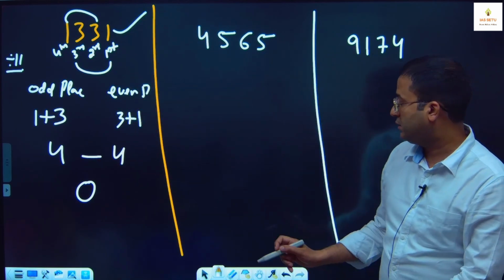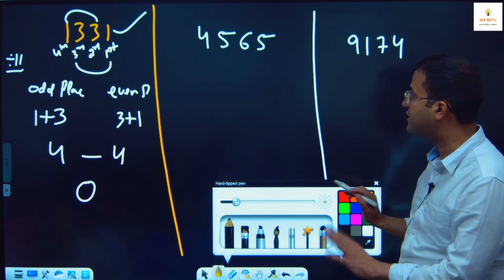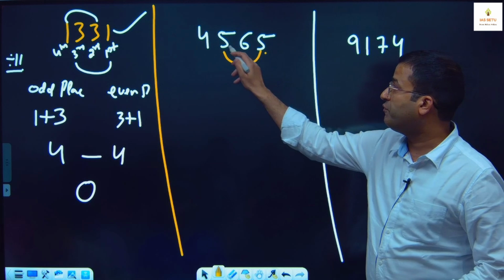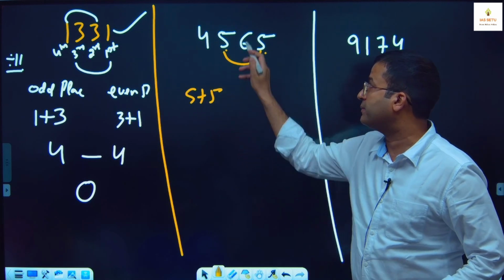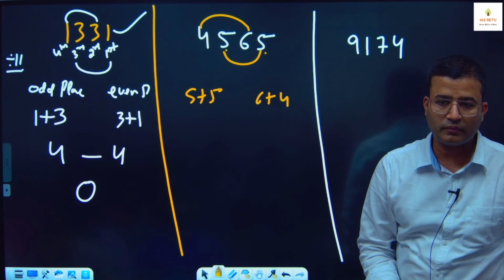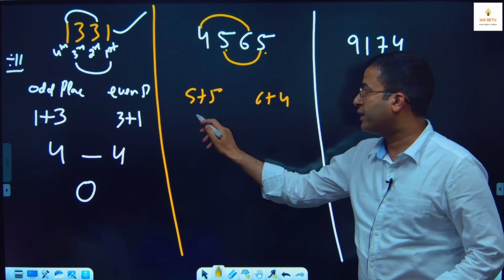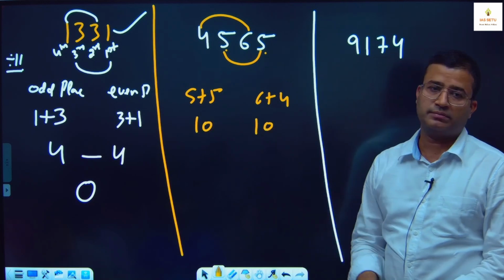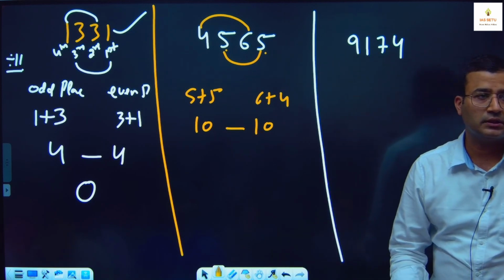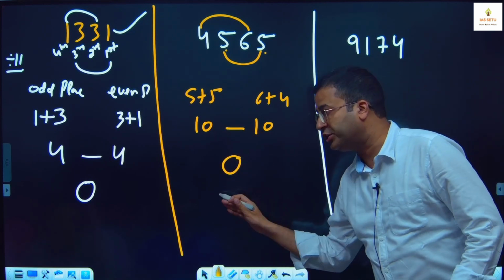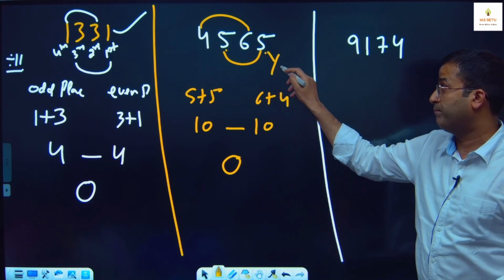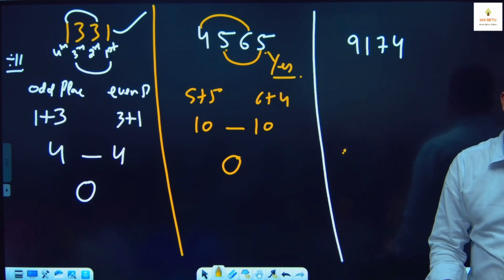I repeat, or what you can do, there is an easy process, alternate digit. This 5 and 5 in the first team, this 6 and 4 in the second team. What we will get here, 10 and 10. Then we take the difference. Here if difference is 0, 11 or multiple of 11, then this number, yes, is divisible by 11.